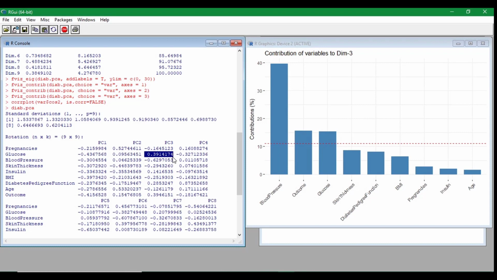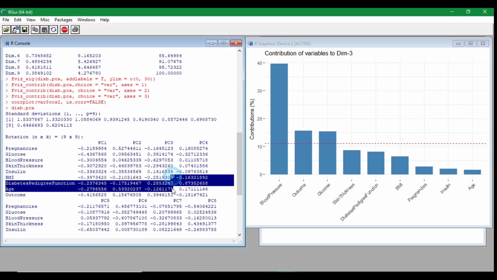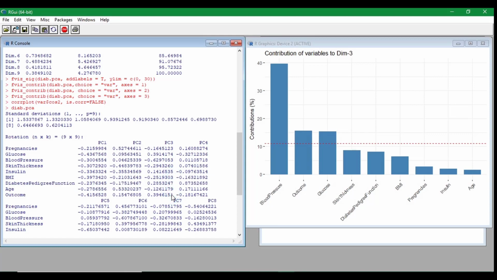Their glucose level tends to go up when their blood pressure comes down, and that is basically an interpretation of the principal component values.